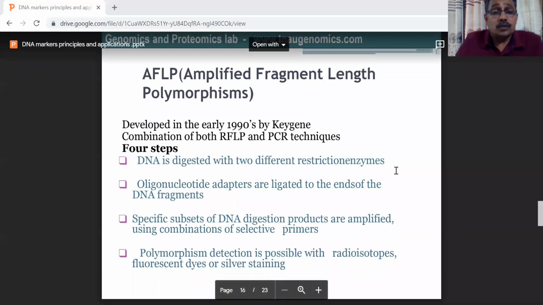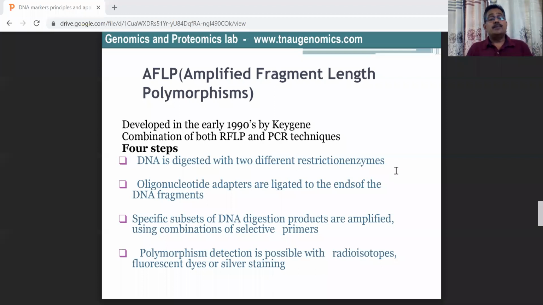So the AFLP technique involves 4 steps. First, the DNA is digested with restriction enzyme. Second, adapters are ligated to the DNA fragments. Third, a subset of the digested fragments is amplified, which we call pre-amplification. Fourth is selective amplification and polymorphism detection. So these are the 4 steps in which AFLP works.